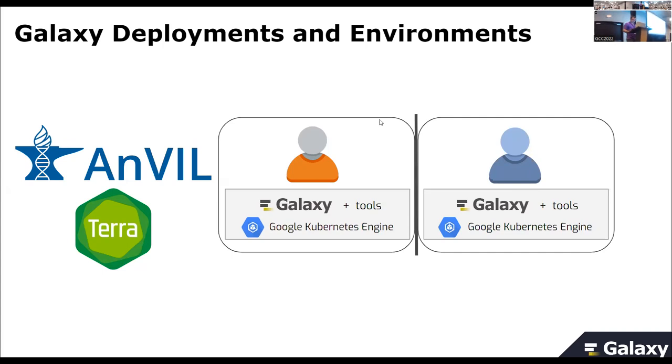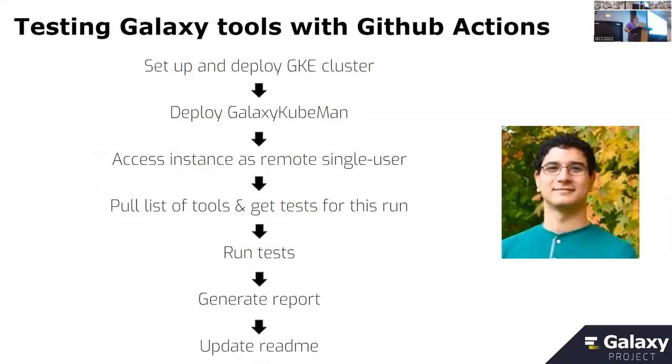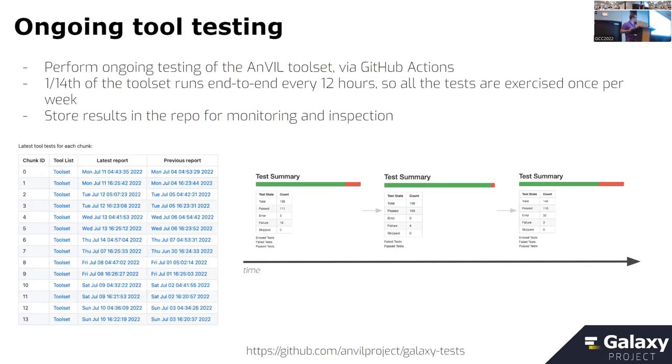Alex Mahmoud, therefore, set up a new GitHub repo, Galaxy testing on Anvil, a GitHub repository that uses GitHub Actions to set up and deploy a GKE cluster, deploy Galaxy on that, access that instance as a remote single user, pull all of the tools from a list of tools within a YAML file in that repo, run all of the standard tests for those tools, and then generate a report and update a README available within this repo. And this is what it looks like.